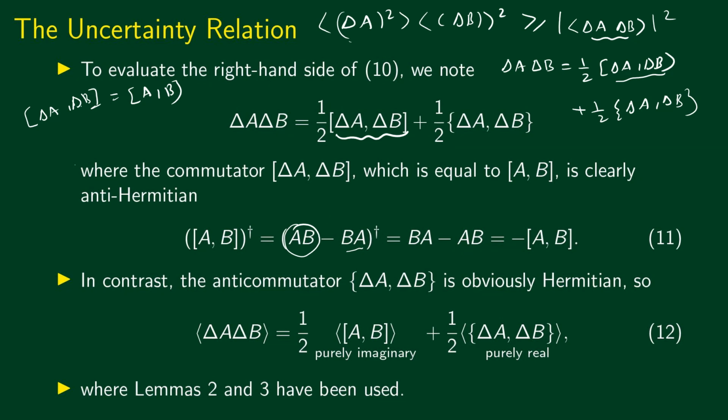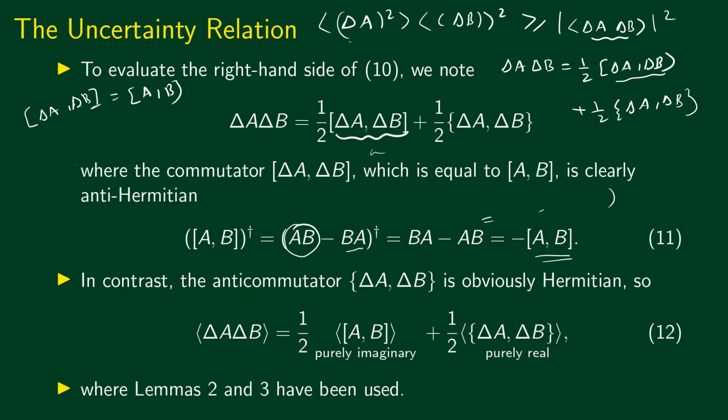What is BA minus AB? This is the commutator of B with A, or this is minus the commutator of A with B. This can be written as minus of AB minus BA. But if you look at the second term, this is actually Hermitian. This is anti-Hermitian and this is Hermitian. That's again easy to show, because this anti-commutator by definition is delta A delta B plus delta B delta A, and if you take the dagger you'll get exactly the same thing.